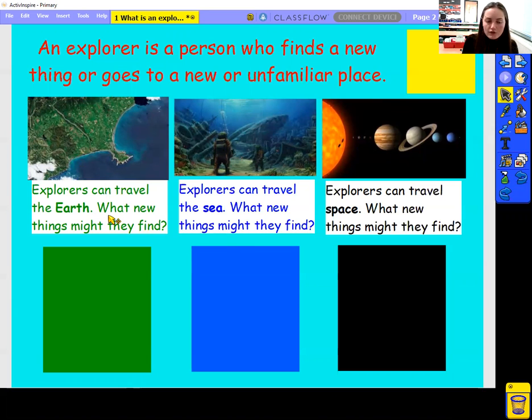What I'd like you to do for your next little activity, on your piece of paper, I would like you to think about what new things might an explorer travelling our planet find. And I want you to write down as many as you can. What things might an explorer travelling the Earth find? There's a little picture here that might help you. What things might somebody find on the Earth? Pause the video now, write down as many as you can. Off you go.